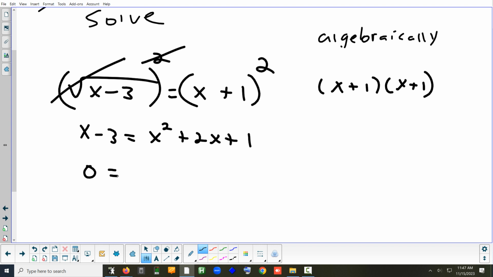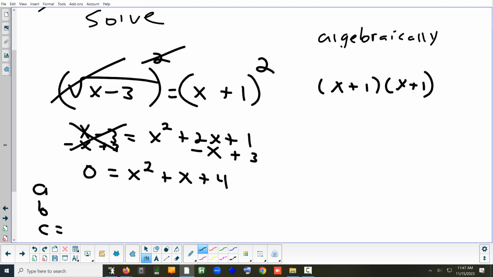So to get it equal to 0, I want to move the x to the other side. And how would I move the 3 to the other side? Add 3. So what do we get on the right? X squared plus x plus 4. And that's not factorable, so you could try the quadratic formula. What are your a, b, and c? 1, 1, and 4.